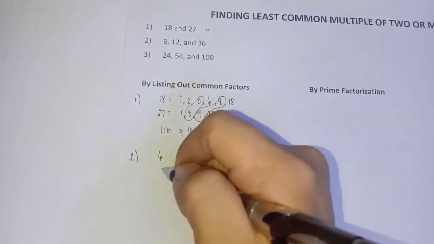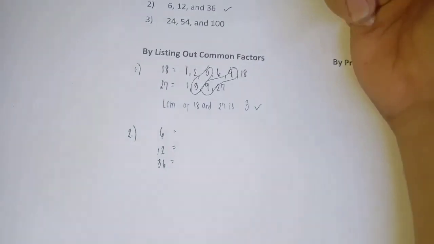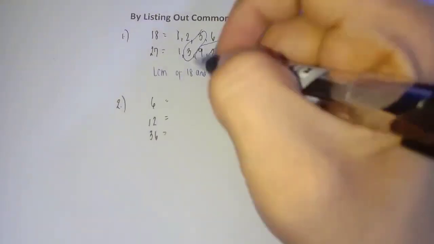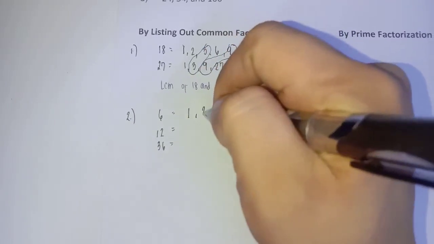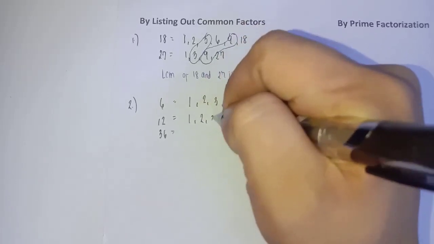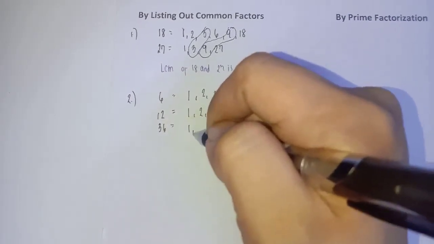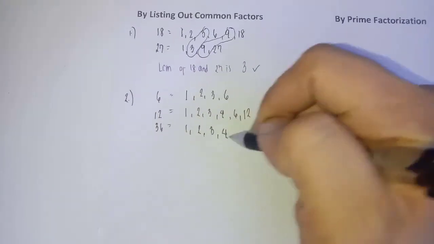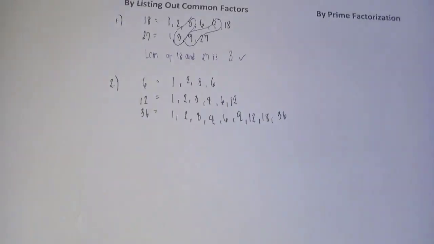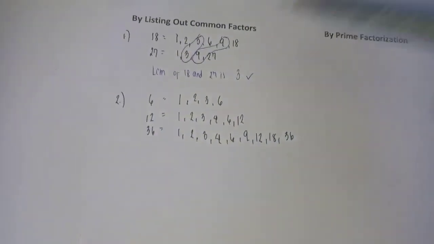Number 2, givens are 6, 12, and 36. Kukunin ulit natin yung mga factors ng 6, 12, and 36. Factors of 6 are 1, 2, 3, and 6. Factors of 12 are 1, 2, 3, 4, 6, and 12. Factors of 36 are 1, 2, 3, 4, 6, 9, 12, 18, and 36. Titignan natin kung ano yung mga common na factors among 6, 12, and 36 except 1.